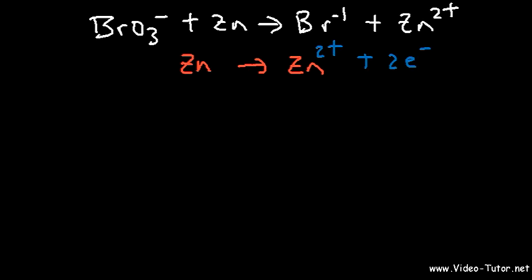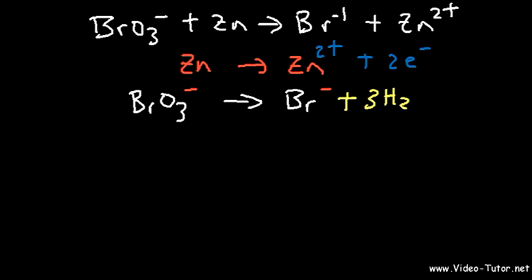Now let's look at the second half reaction. We have bromate converted into bromide. We can't add electrons yet because we have to balance the number of atoms. We have 3 oxygen atoms on the left side, so we need to add 3 water molecules. So the oxygen atoms are balanced. But notice that we have 6 hydrogen atoms on the right side, so we need to add 6 H plus ions on the left side. So now the atoms are balanced.